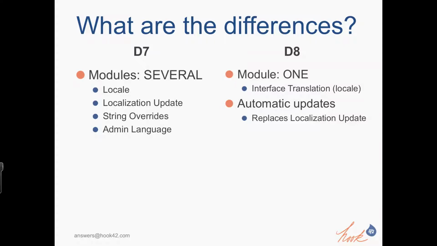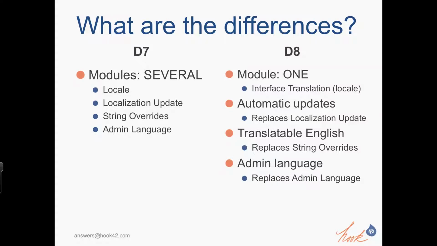Automatic updates is just a configuration that completely replaces the localization update module. Also, the translatable English language replaces string overrides, right? So I don't know if you started counting how many modules Drupal 8's replacing, but we have a count at the end. And admin language settings, it's a URL detection order that replaces the admin language module.